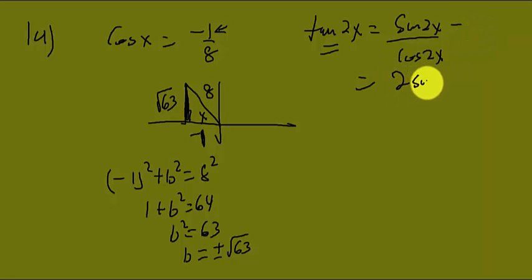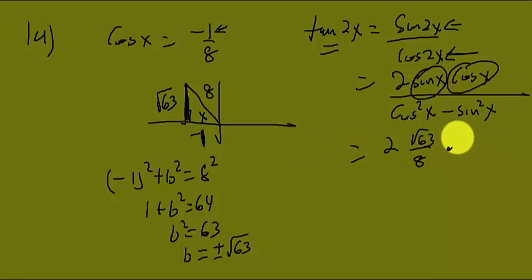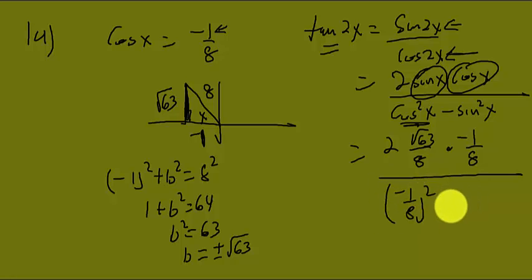That's 2 sine x times cosine x. I have a trig identity for the bottom, and you have three of them actually for this. Any one of them will work. So cosine squared x minus sine squared x. I have a 2, and I find what sine of x is. That's opposite over hypotenuse, which is rad 63 over 8, times cosine of x, adjacent over hypotenuse, negative 1 over 8. All that over cosine squared. Cosine is negative 1 over 8; square that. Minus sine squared, which is rad 63 over 8, and I have to square that.